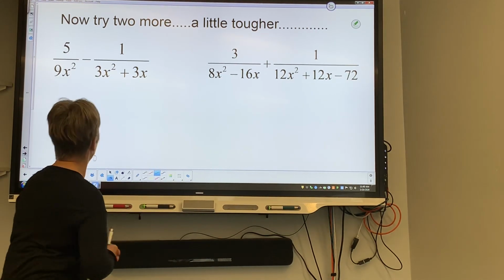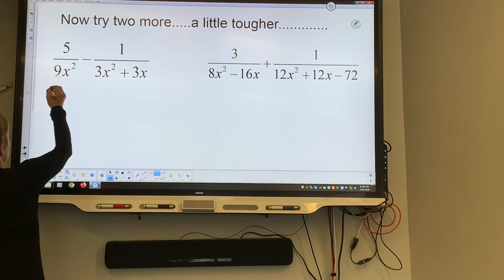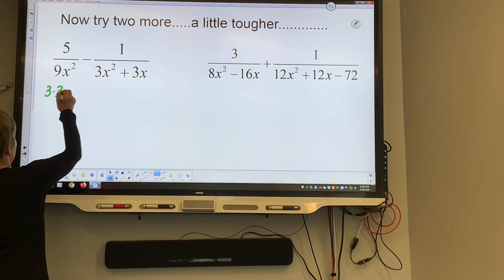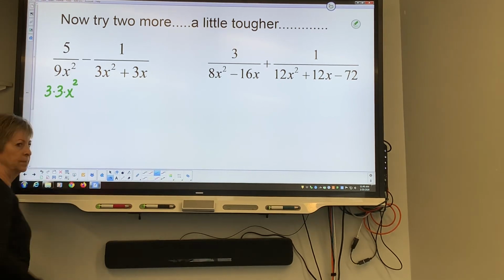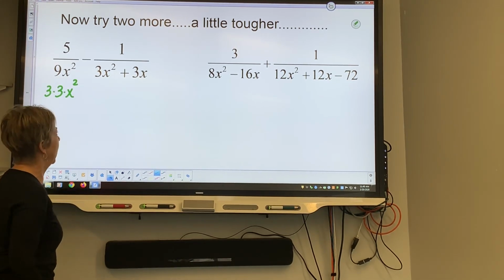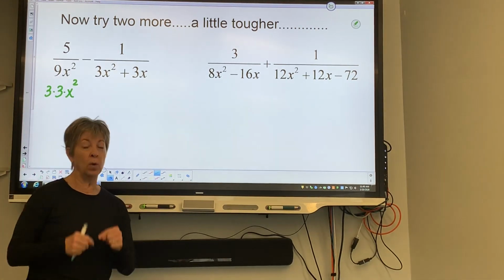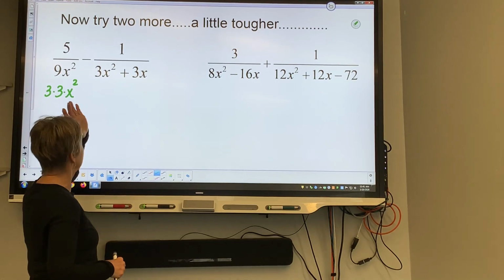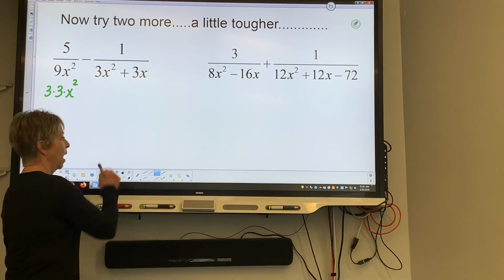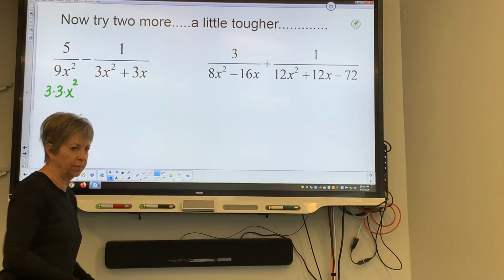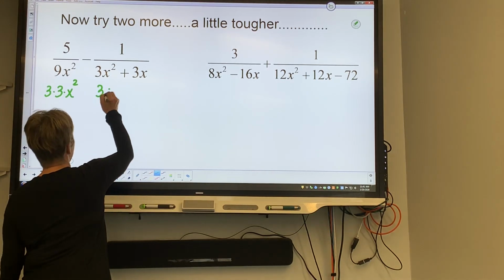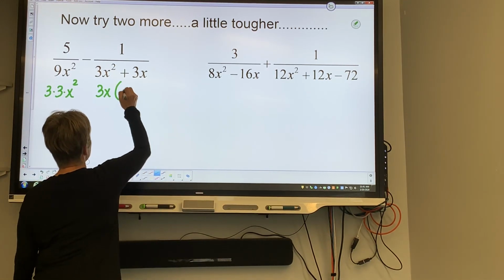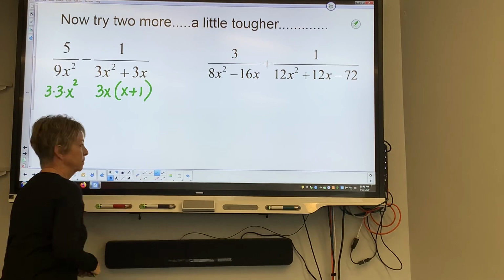These are a little tougher. So 9x squared, the best I can do there is that. How am I going to factor that? These are the ones you guys are messing up on. Now, it's not a trinomial. It's not the difference of two squares. I'm going to take out a GCF. GCF is 3x times x plus 1.